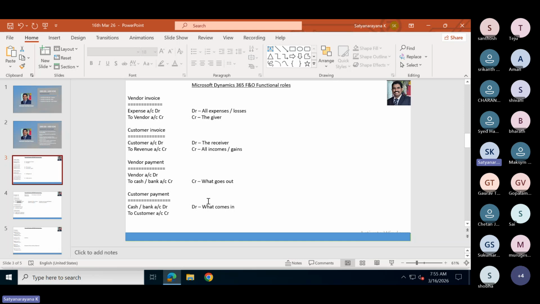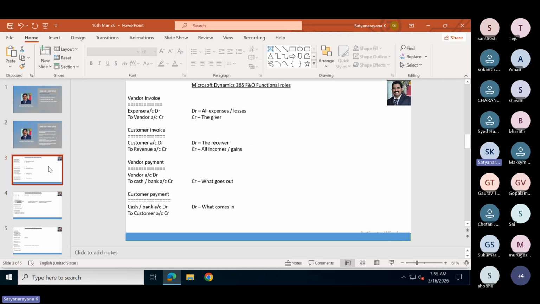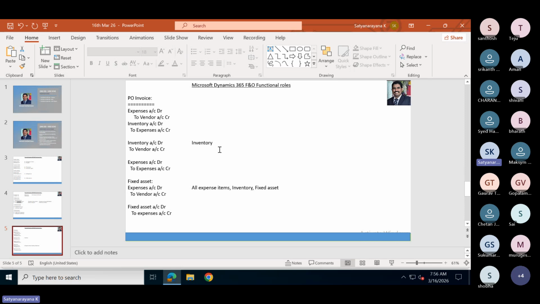But these 3 golden rules and 4 invoice postings, you need to learn perfectly. If you remember these 3 golden rules, we can apply them on invoices and payments. Then you will understand the entire topic. This topic you will understand in future.